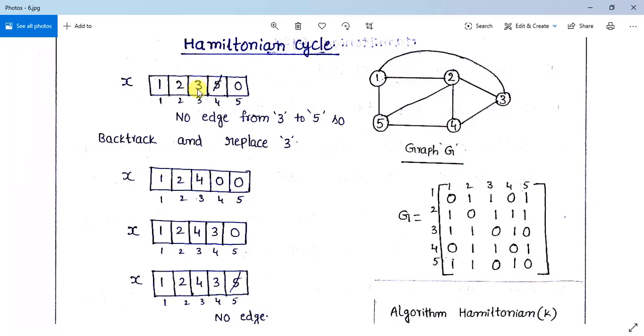Can I put here 4? 4 is not repeated previously. 1 2 4 I can put. See, check the second condition. Is there any edge from 2 to 4? Is there any edge from 2 to 4? Yes, edge is present. 2 to 4 edge is present. So I can put 4 here. Right.